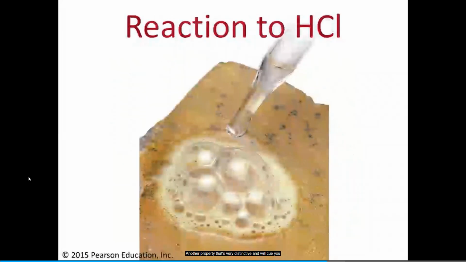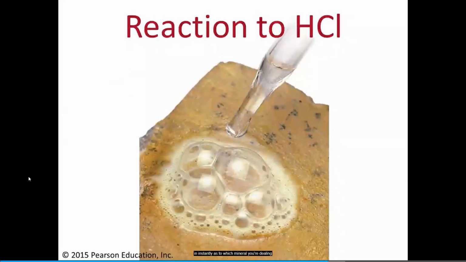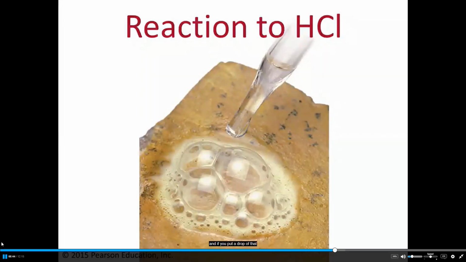Another property that's very distinctive and will cue you in instantly as to which mineral you're dealing with is the reaction to acid. You will have in lab some dilute hydrochloric acid, and if you put a drop of that, you will not be playing with acid in lab. We do not do that with just safety rules.